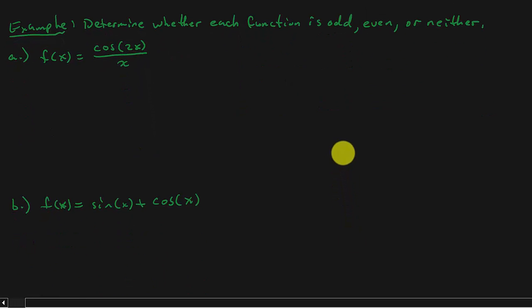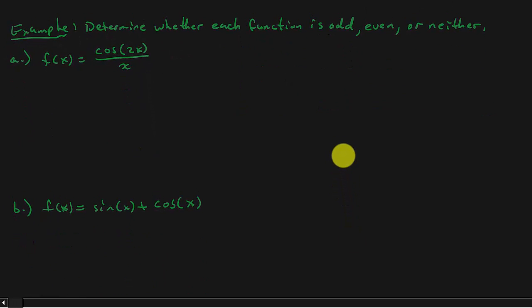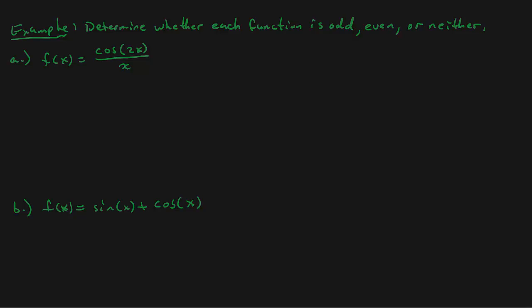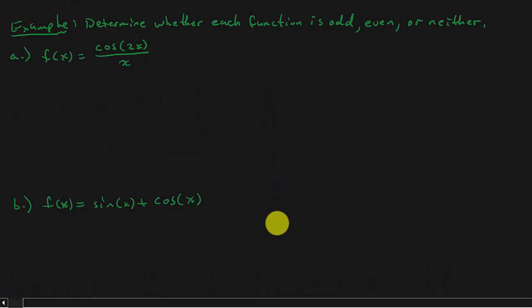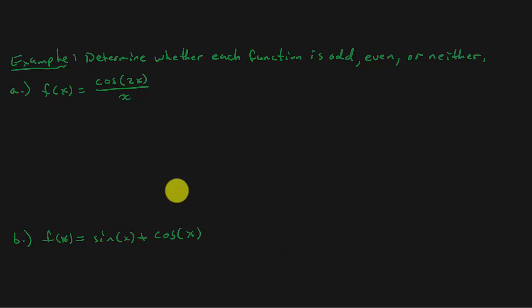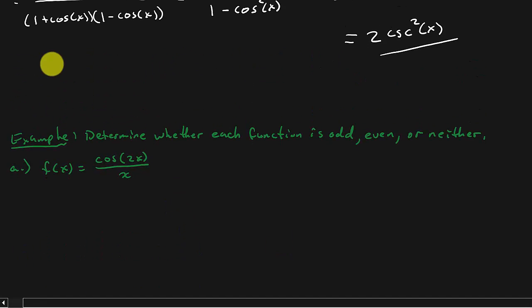Now let's look at odd and even functions. Now you may or may not have covered this when you took algebra. A lot of you probably did, some of you may not have. We want to determine whether each function is odd, even, or neither. All right, so what do we need to do to show that? Let me see if I can find a place to write this. Let's just write it right up here.